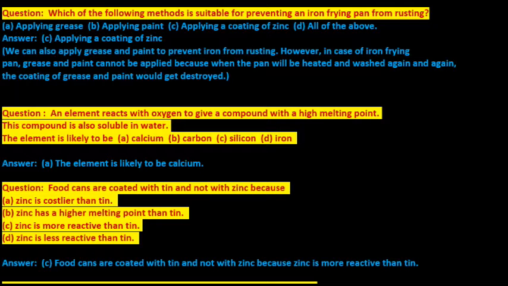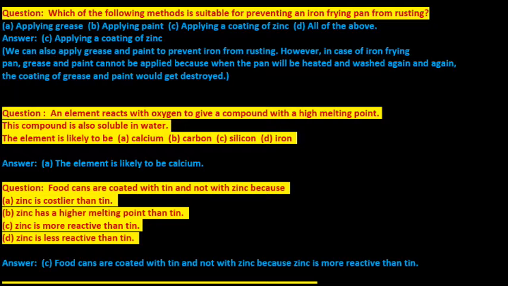Question: which of the following methods is suitable for preventing an iron frying pan from rusting? A. Apply grease, B. Apply paint, C. Apply coating of zinc, and D. All the above. Answer C, applying coating of zinc. We can also apply grease and paint to prevent rusting. However, in the case of an iron frying pan, grease and paint cannot be applied because the frying pan will be heated and washed again and again. The coating of grease and paint will get destroyed.